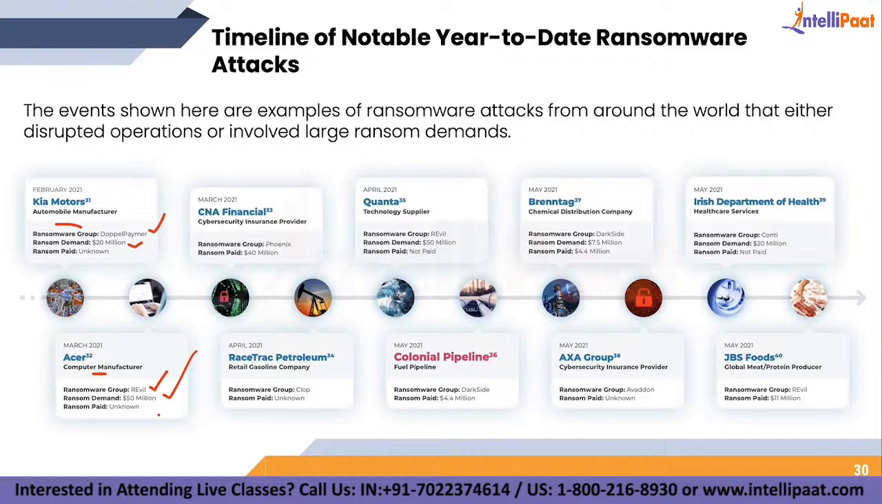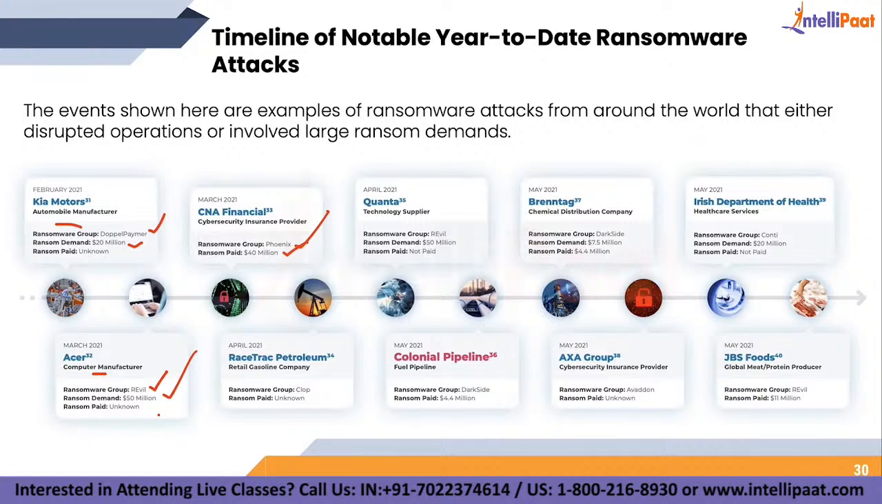Then CNA Financial, a cybersecurity insurance provider, was attacked by a group called Phoenix. CNA Financial paid close to $40 million not to leak the information they had extracted, and also to release their systems. Then you find Racetrac Petroleum, a retail gasoline club, and the ransom paid is unknown. Then Quanta, in April 2021. The major groups we are talking about, folks, in 2021. REvil is again the same group which asked for $50 million, and not sure how much was paid.